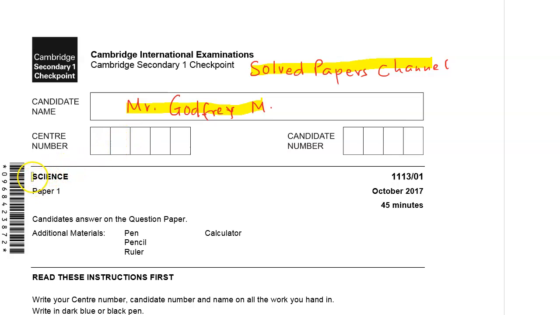In this video, I'll be solving a science paper, Cambridge Secondary Checkpoint. This is paper 1 of October 2017. Total marks 45, you can see it right there. You need additional materials: a pencil, pen, a ruler. You need also a calculator.